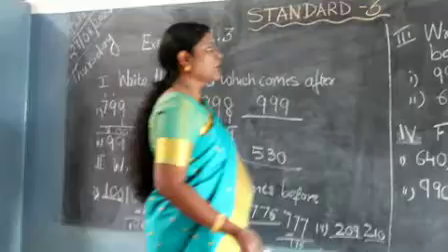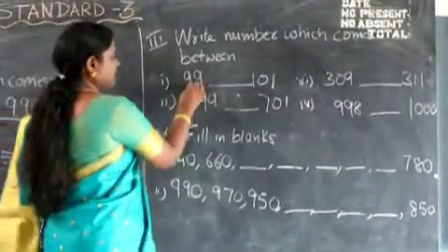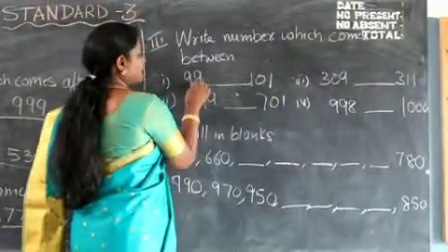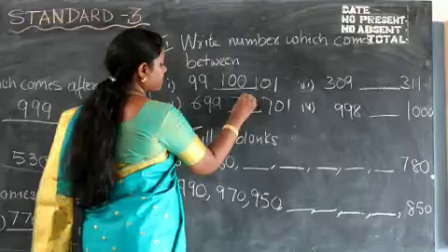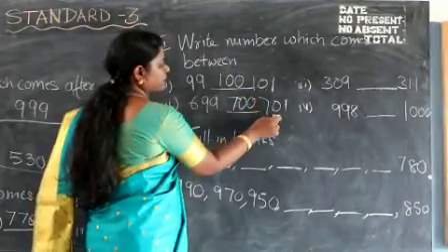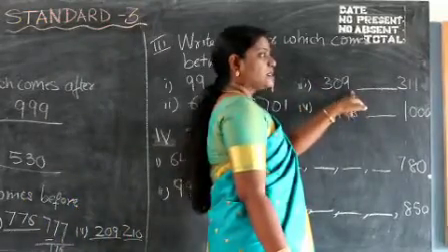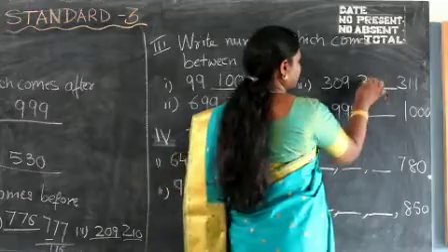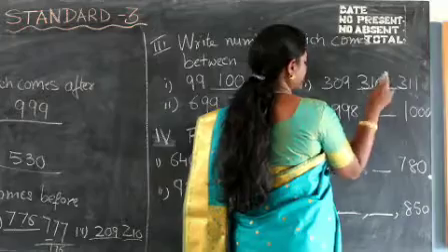Now write the numbers which come in between. You have 99 and you have 101. After 99 comes 100. So 99, 100, 101. Right? Next, 699. After 699 comes 700, then comes 701. Now 309, after 9 what comes? 10. So it is going to be 310 here, and here we have 311. So you know that 310 is the right answer.